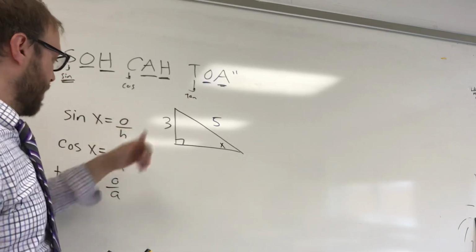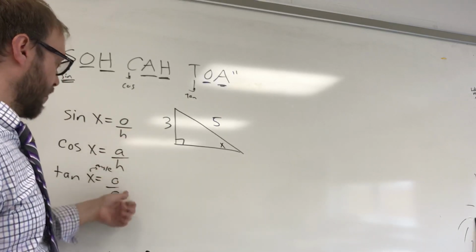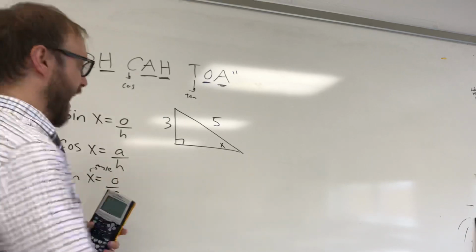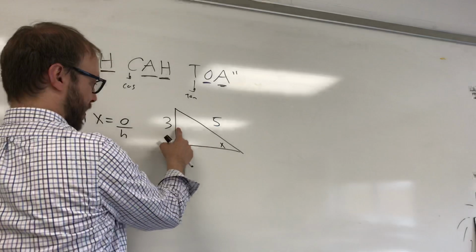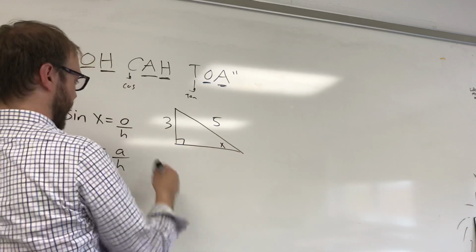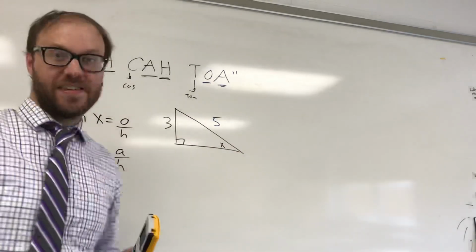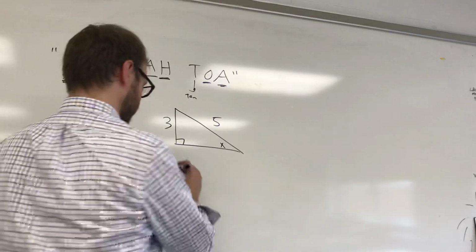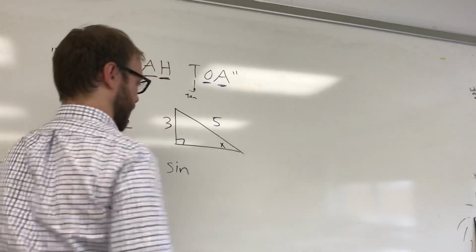and we're going to decide, do we have an opposite over hypotenuse, an adjacent over hypotenuse, or an opposite over adjacent, okay? I have the side that is across from the x, which is opposite, and the longest side, which is the hypotenuse. So I have opposite over hypotenuse. This is a sine relationship, okay? So you fill the values into your trig equation.